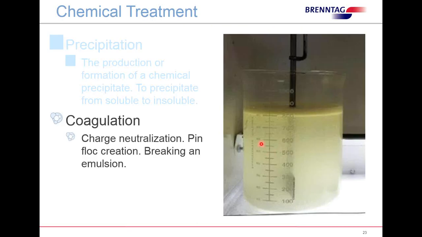The next step we have is coagulation, also known as charge neutralization, pin floc creation, or breaking an emulsion. And if you look very closely along the shaft of the jar stirrer, you will see the very, very small pin floc that is beginning to form.